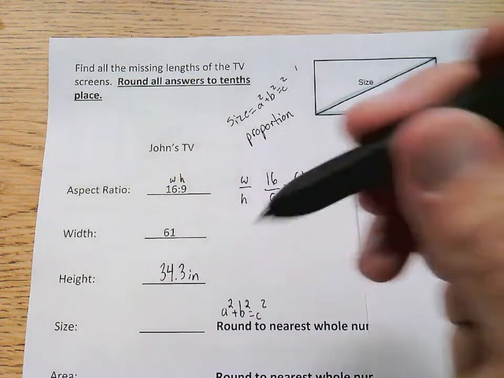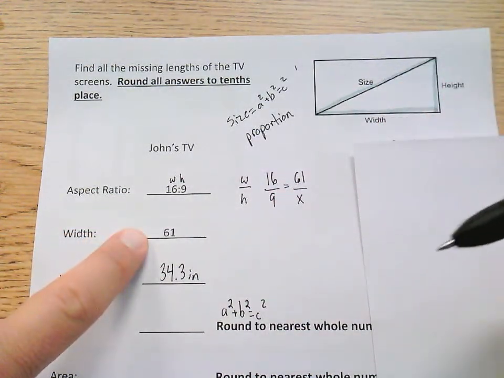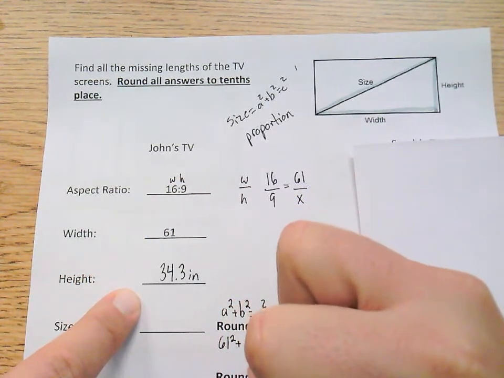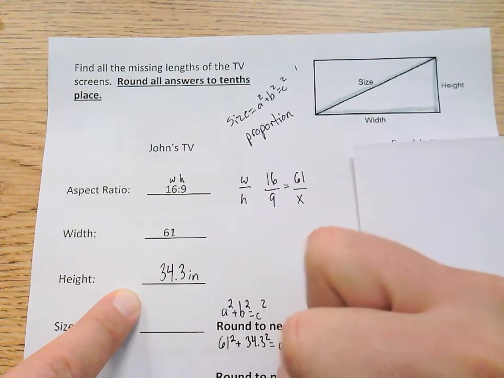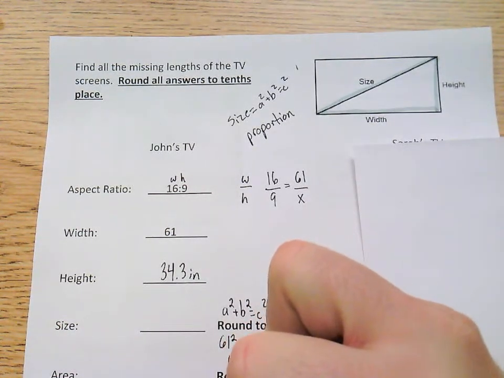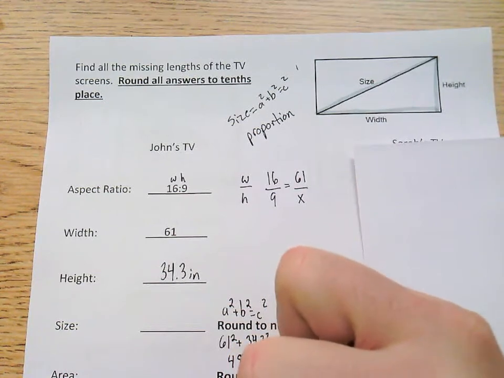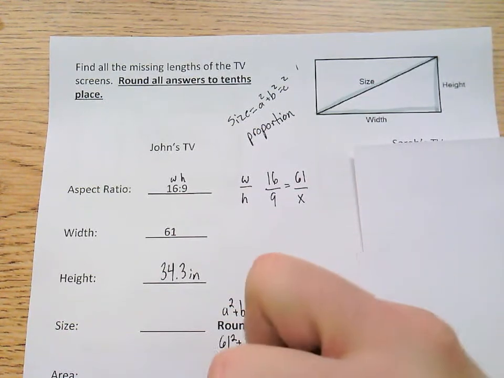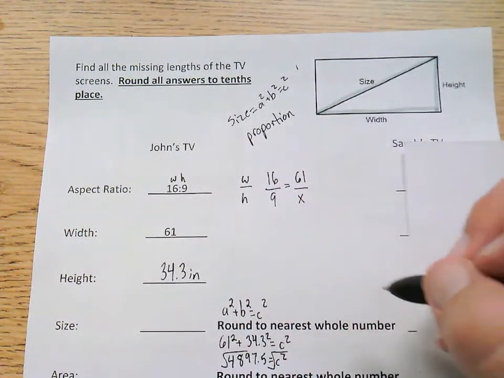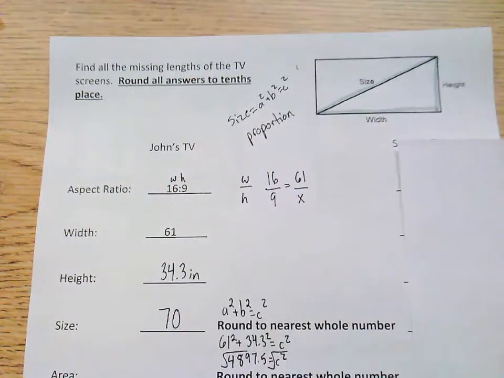So my width, I'm just going to say that's a squared. So that's 61 squared plus 34.3 squared is equal to c squared. All right, I'm going to square it. That gives me 4,897.5 is equal to c squared. So now at this point I square root. And my answer to the nearest whole number, because that's what it asked, is going to be 70.